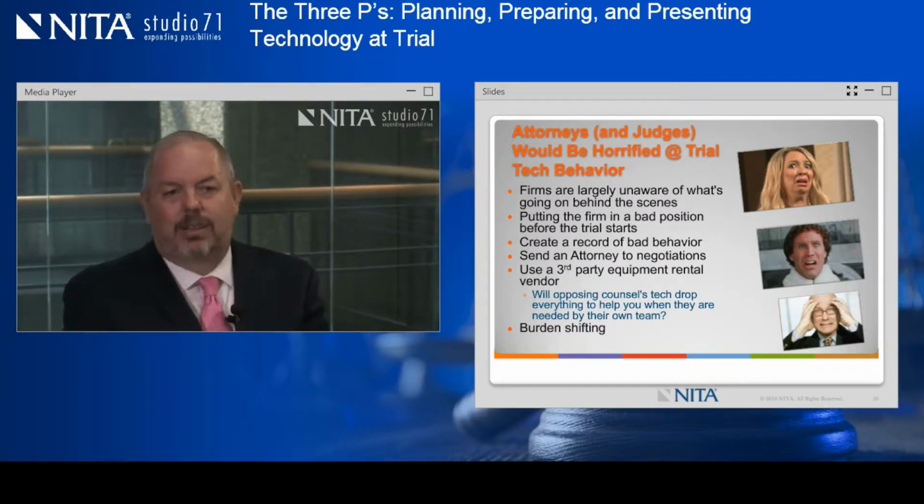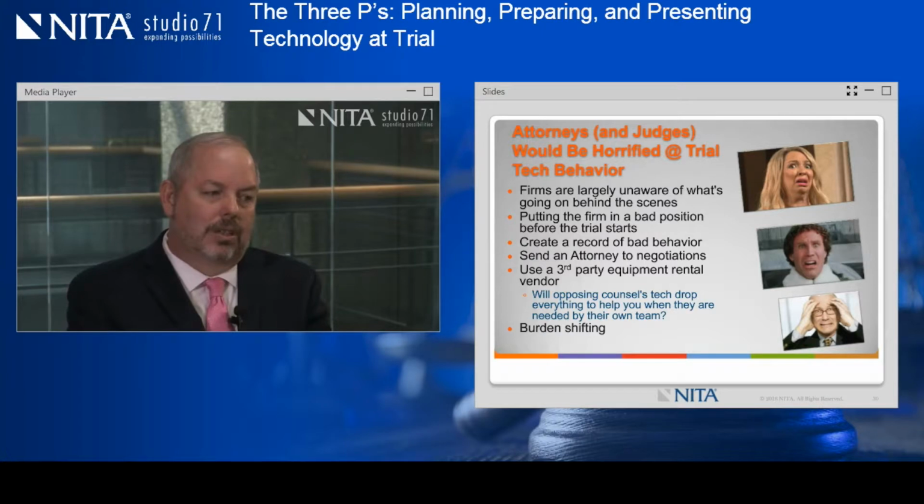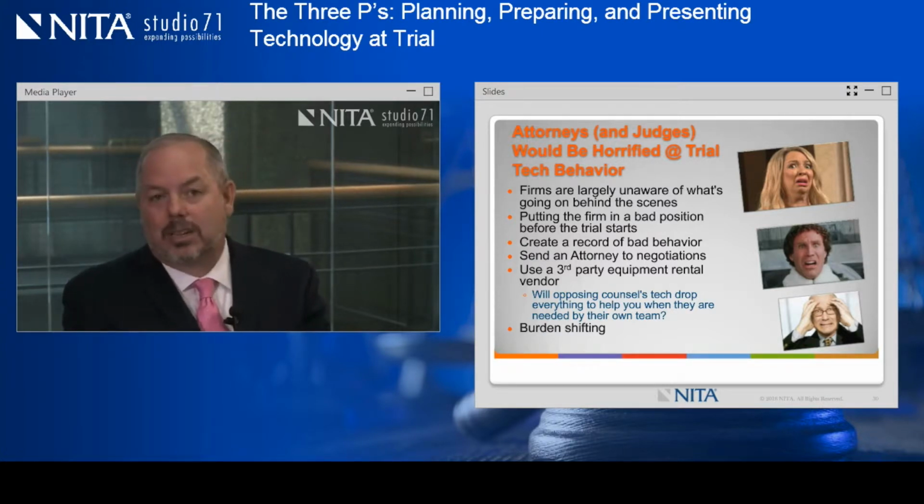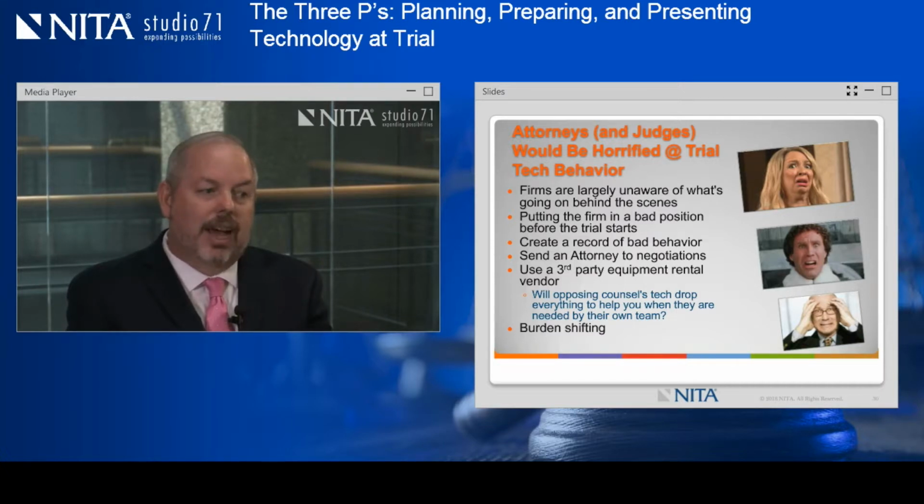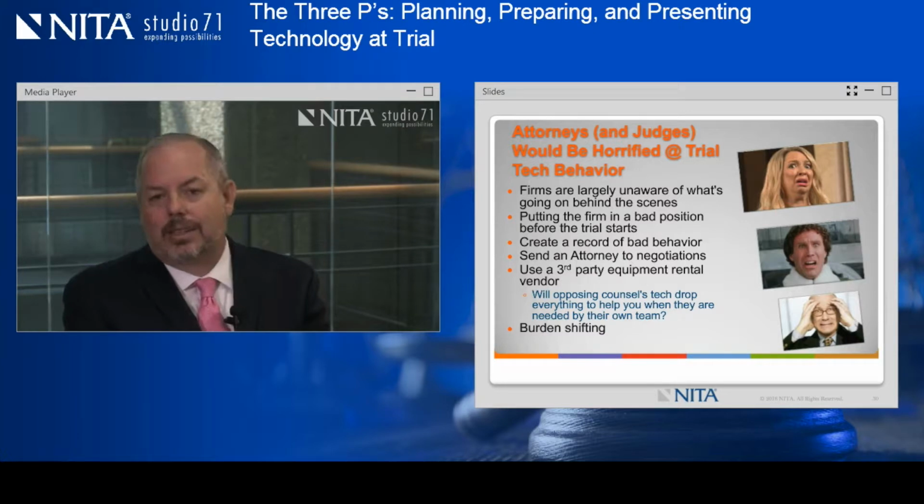If you find yourself in a burden-shifting situation, you should first discuss with the lead attorney if it's something they want to pursue. Second, you need to document it and demonstrate the burden being caused and give the offending team a chance to fix it. If they don't, go to the judge.